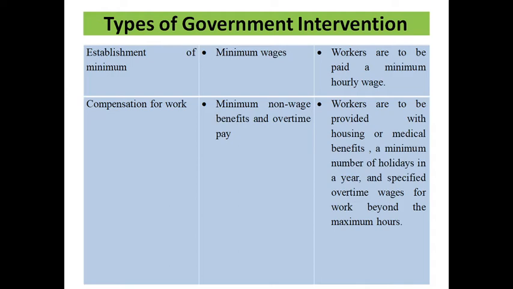Then government may interfere also in the matters relating to compensation for pay. The specific guarantee or the policy may be minimum non-wage benefit and overtime pay. In example, workers are to be provided with housing or medical benefits, a minimum number of holidays in a year, and specified overtime wages for work beyond the maximum hours.